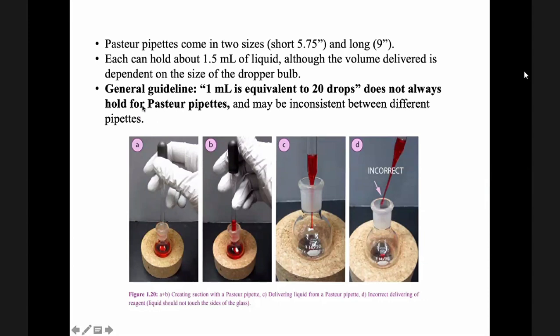Okay, so are you familiar with the general guideline that 1 ml is equivalent to 20 drops? This does not always hold true for pasteur pipettes and may be inconsistent between different pipettes. Depende sa ano na siya sa iyang tip, no? Kami other pipettes to dako ang iyang diameter, whereas ang pasteur pipette gamay rin siya. So this general guideline is not true to every pipette.